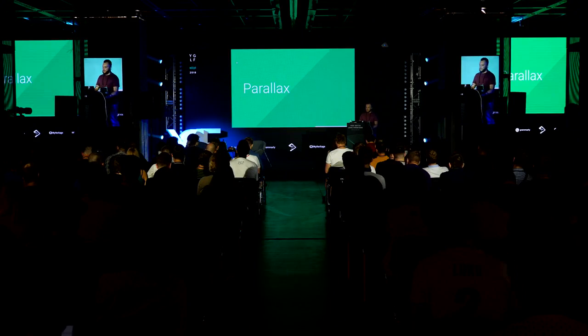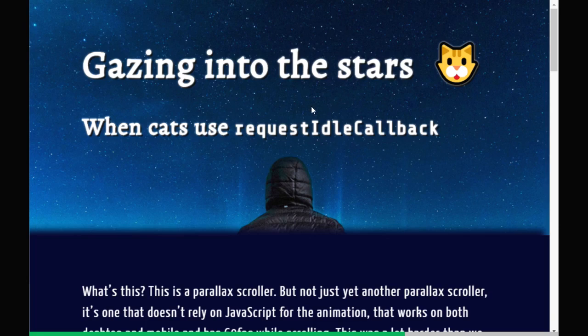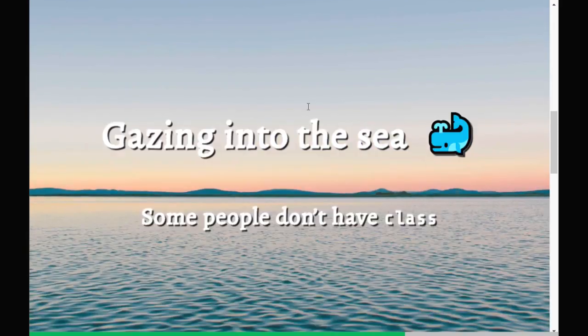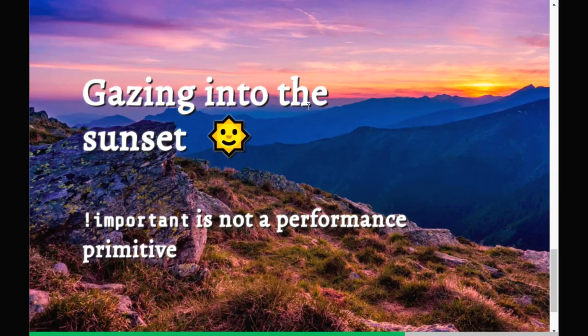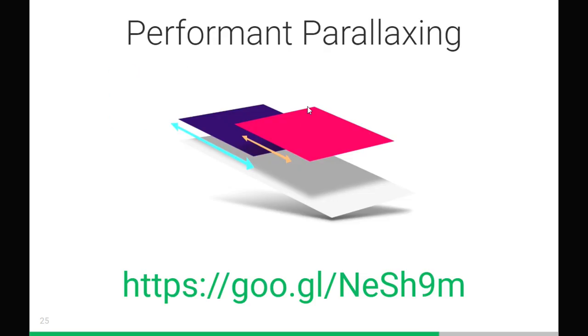Parallax. Now you can create a parallax effect using CSS transformation like in this demo. The main idea is that if you set perspective 1 pixel for the parent and translate Z minus 2 pixels for the child, it becomes further from the user and moves at a different speed during scrolling. After that, we restore its size using scale. More about this approach you can read at the link below on the Google developers website.